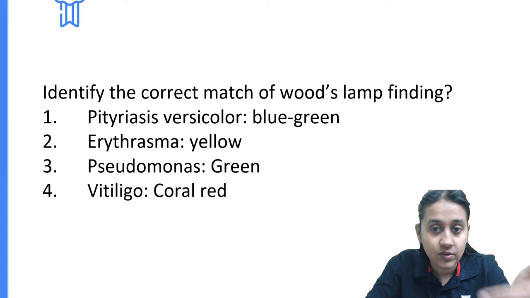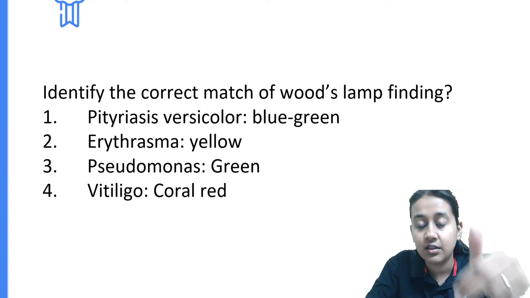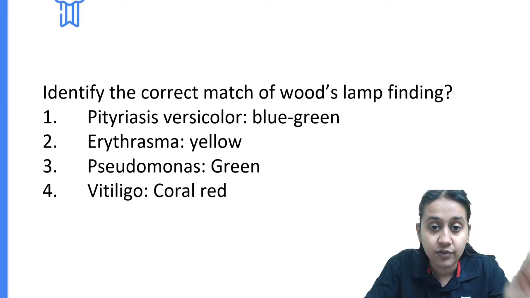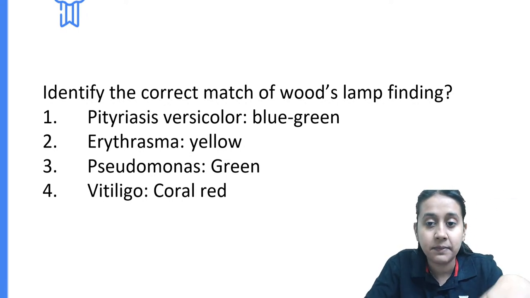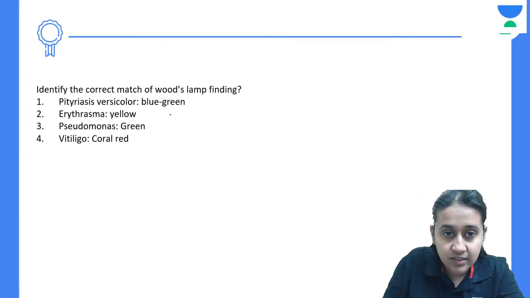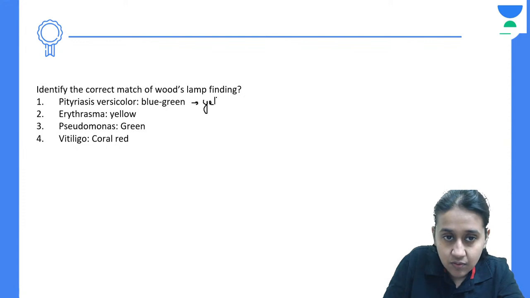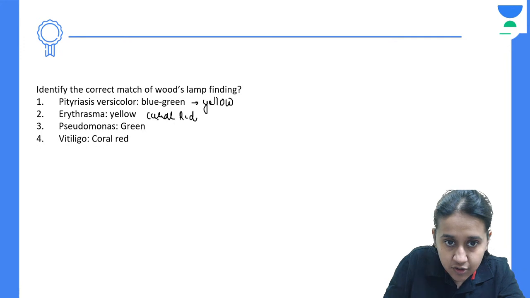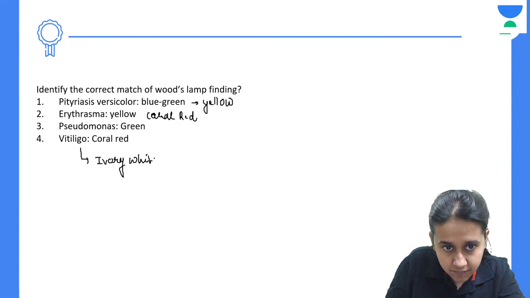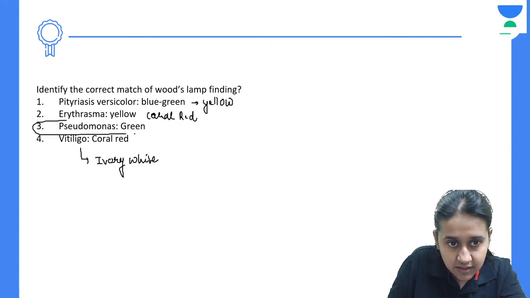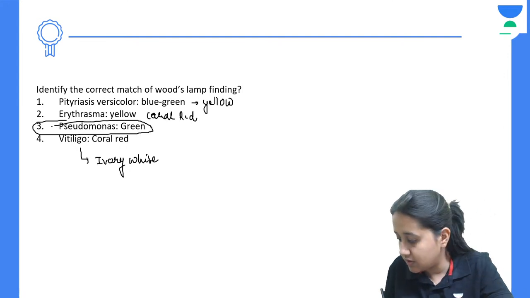The next question which they will ask you is the filter which is used in the Wood's lamp. It is made up of nickel oxide and barium silicate. And the third question is with respect to the color which is seen under the Wood's lamp. For pityriasis versicolor, the color seen is yellow. For erythrasma, it is coral red. For pseudomonas, it is green. And for vitiligo, it is ivory white. The only incorrect statement is the one with pseudomonas, which is green color.